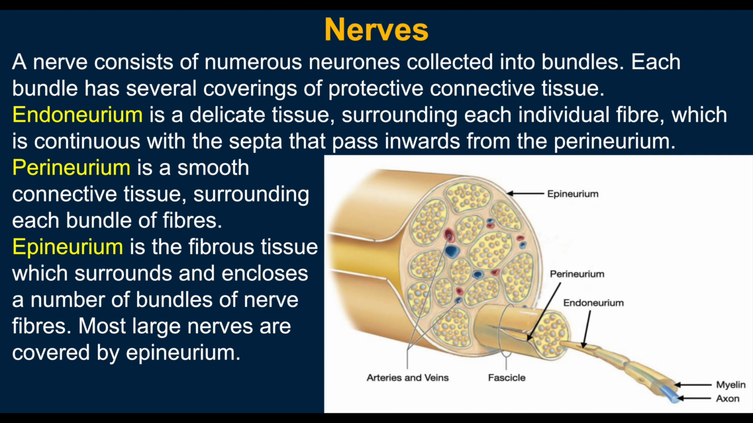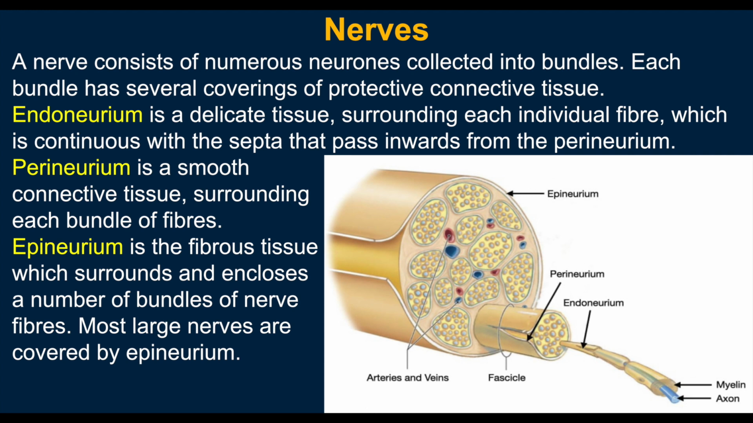Nerves of the PNS. A nerve consists of numerous neurons collected into bundles. Each bundle has several coverings of protective connective tissue. Endoneurium is a delicate tissue surrounding each individual fiber, which is continuous with the septa that pass inward from the perineurium. Perineurium is a smooth connective tissue surrounding each bundle of fibers. Epineurium is a fibrous tissue which surrounds and encloses a number of bundles of nerve fibers. Most large nerves are covered by epineurium.